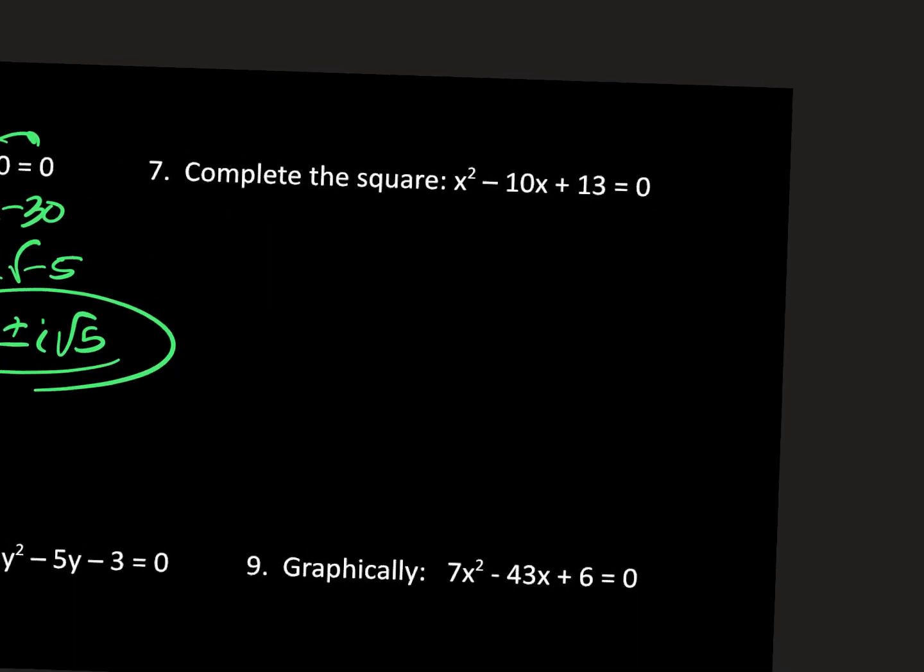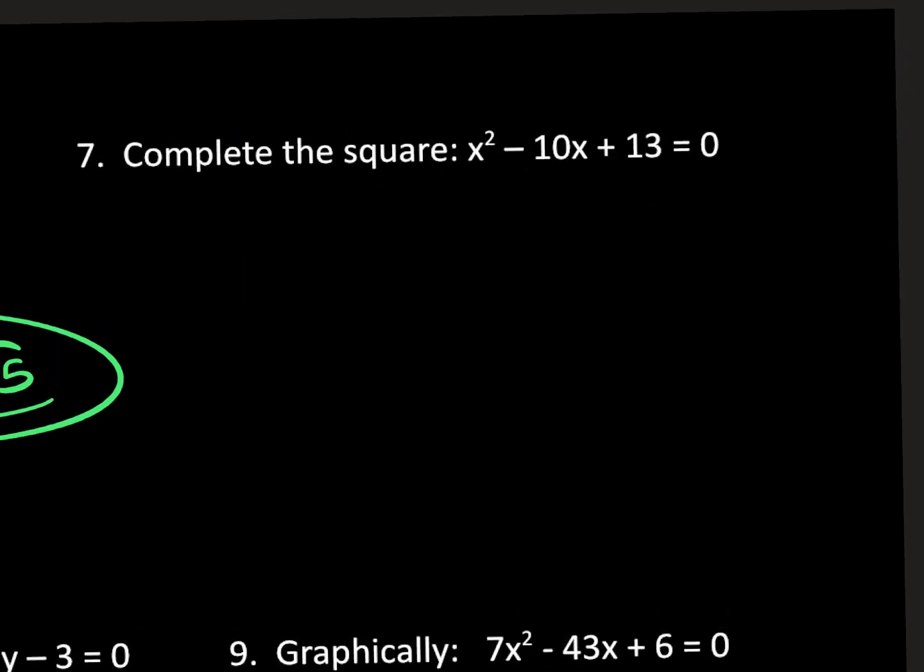Number 7, complete the square. Remember, the gesture was take half the middle, square it, add to both sides. Half the middle, square it, add to both sides. But before you do that, we need to move that 13 over. This is where you have to be careful. When you move it over, it does change signs to negative 13.